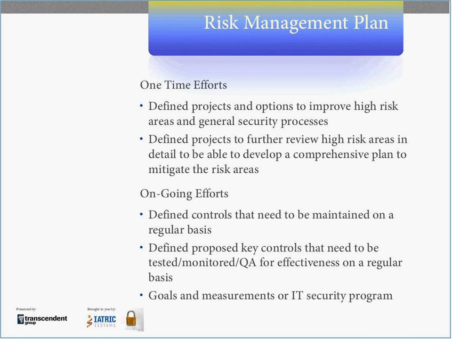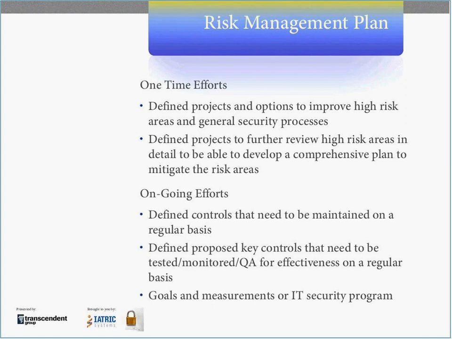Based on this, we can define our risk management plan, and it consists of 2 areas: one-time efforts and ongoing efforts. The one-time efforts are projects to improve and identify risk gaps, and may also include areas where we need to perform a more comprehensive assessment or other work to develop a comprehensive risk mitigation plan.